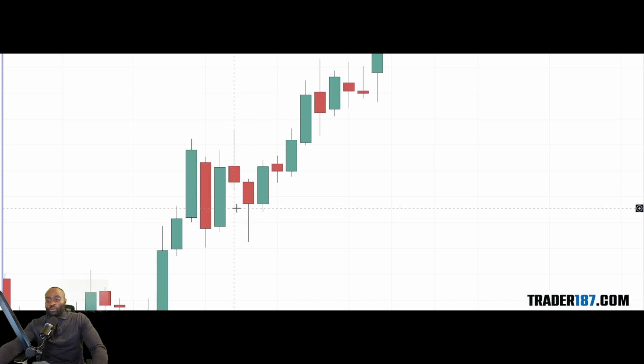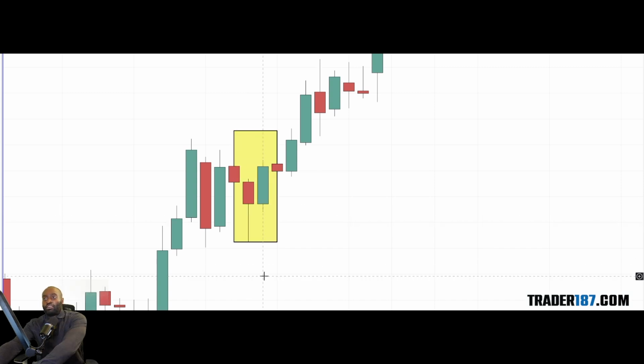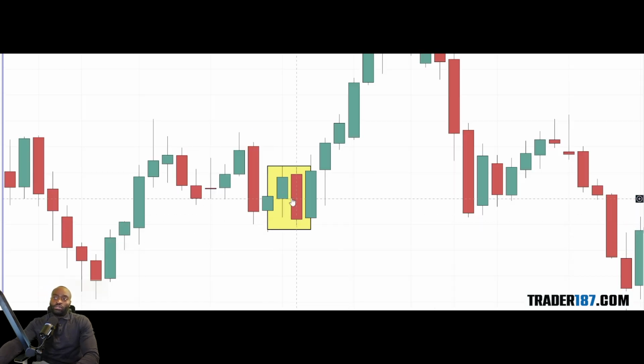If we look at these two candlesticks here, I've highlighted them in yellow. This green candlestick here and this red candlestick here, you can see that the green candlestick body is fully engulfing the previous bearish candlestick body. That's why we have a bullish engulfing candlestick pattern.